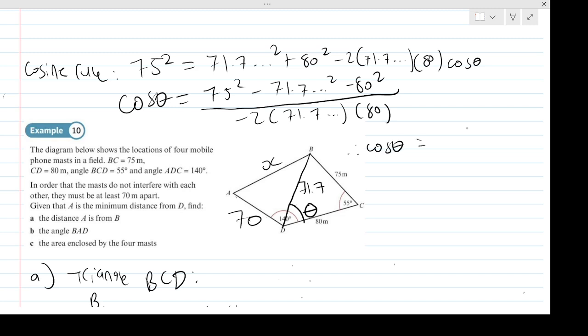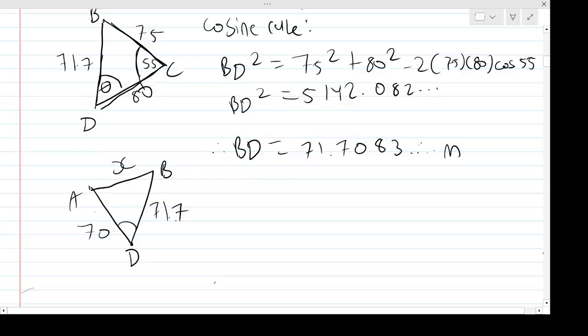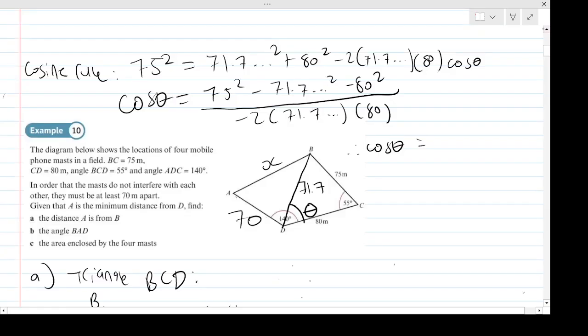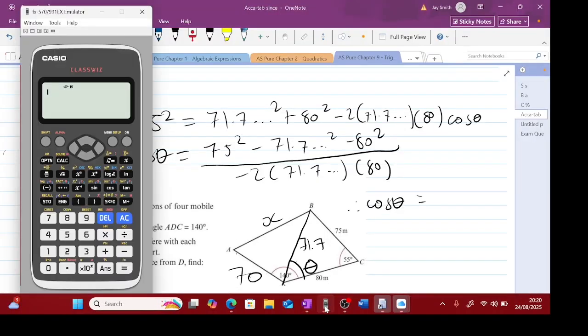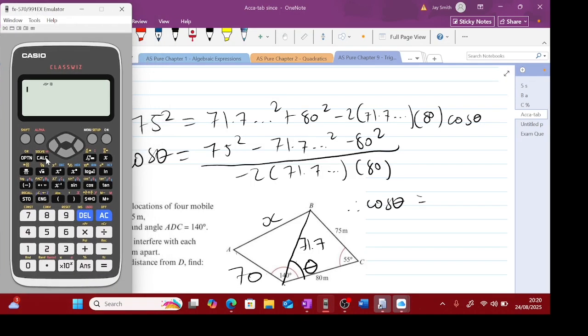If I put that in the calculator, this is where the store function I talked about is going to help me, because this 71.7 is the ongoing decimal that I worked out here. So I can access that very quickly on the calculator. So cos theta is going to be a fraction: we have 75 squared, take away the 71.7, which is the decimal that I stored, right, under A.